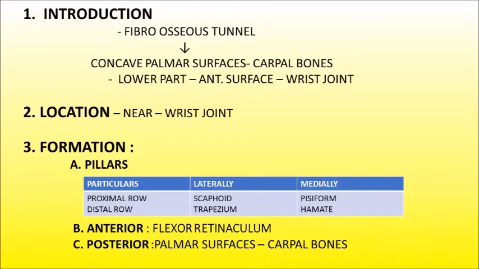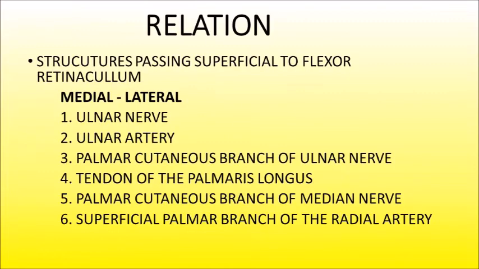Medially, it is attached to the pisiform and the hook of the hamate, and laterally, it is attached to the tubercle of the scaphoid and the crest of the trapezium. Now let us move on to its relation. From the medial to the lateral, let us discuss the structures passing superficial to the flexor retinaculum.